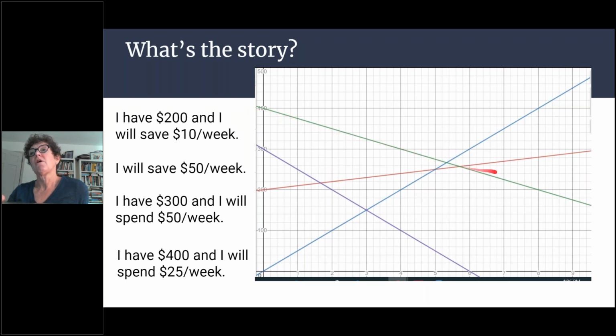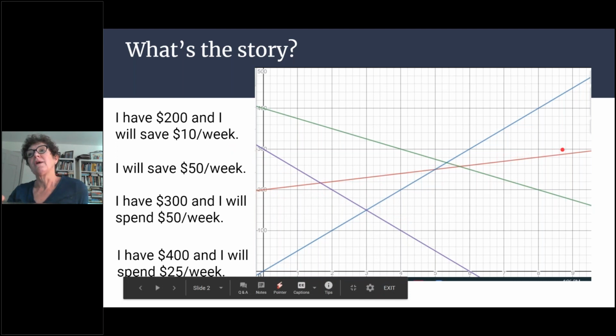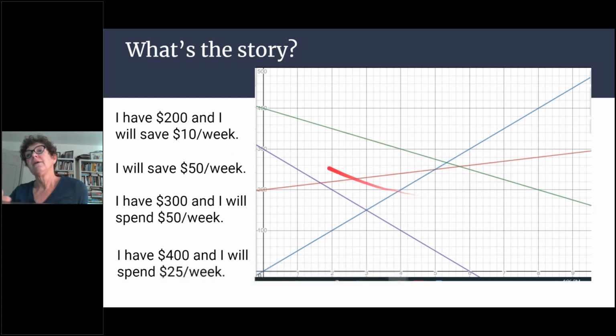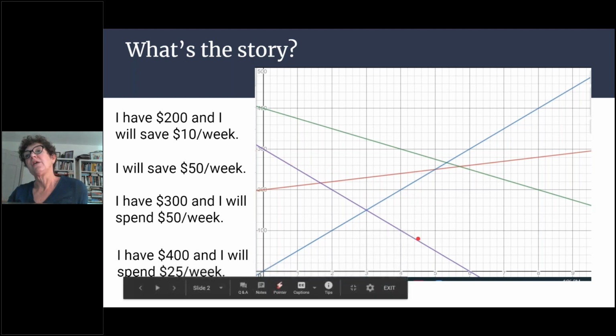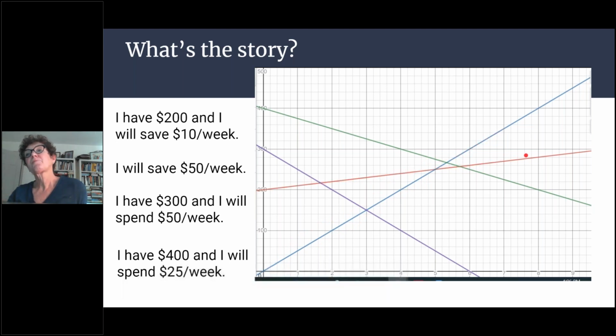So you can see that there are 4 different lines. They're different colors. They're rising or descending at different rates of change. This line is going down more steeply than this line. This line is rising more steeply than this line. So let's see if we can figure out what the story is behind these graphs. And that's an important concept, that the graph is telling you a story. And so we want to figure out, what is that story?